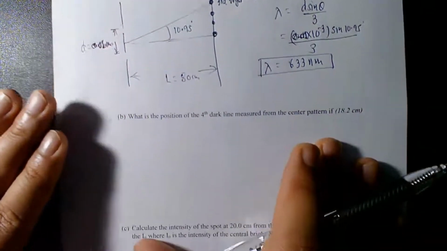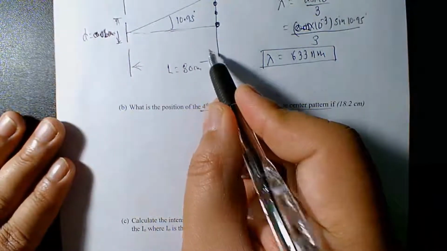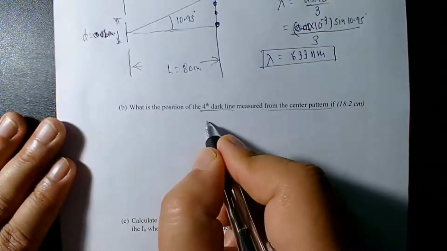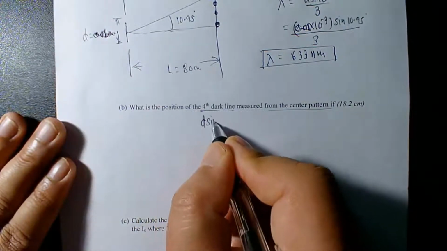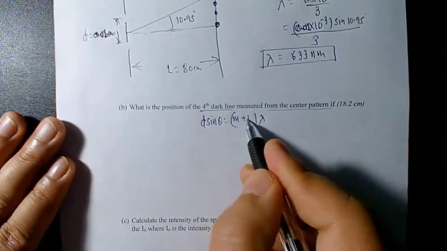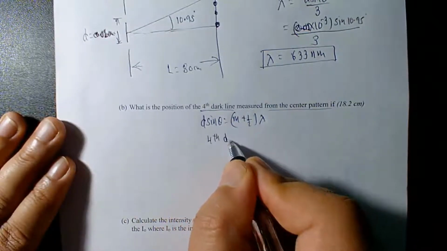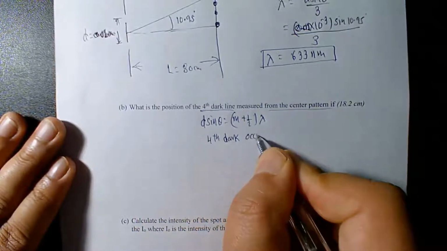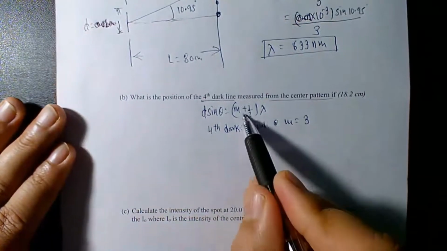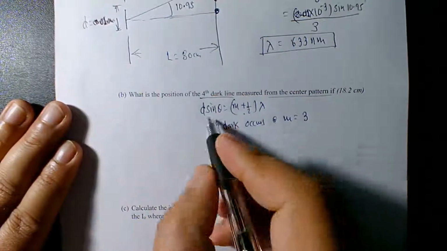Okay, so next question. What is the position of the fourth dark fringe measured from the center? For the same setup, what is the fourth dark? The destructive interference condition is d sine theta equals m plus a half, times lambda. The fourth dark occurs at m equal to 3. It's one less, remember, because the first dark occurs at m equal to 0.